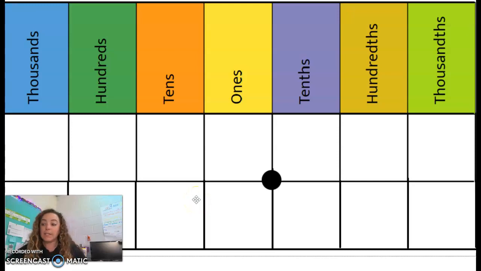Alrighty. Well, today we are going to discuss multiplying multi-digit whole numbers and multiples of 10. We're going to use the place value chart to do this. We're going to think about the distributive property and the associative property.